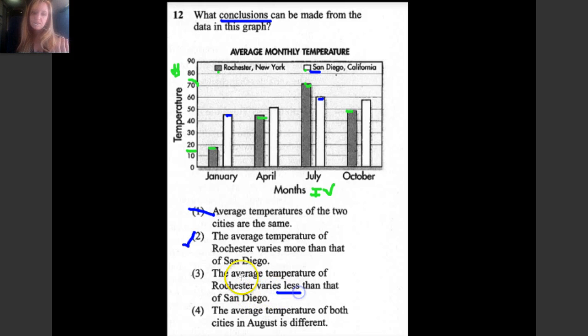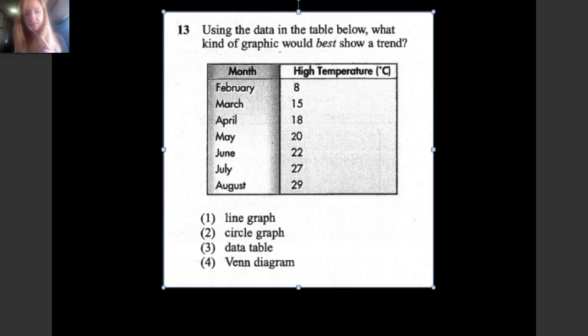Varies less? No. Okay, when it says varies less, I had to think about that for a second, because it says varies more, varies less, and I got confused. So I'm marking up to disprove it. This is definitely not correct because Rochester definitely has more variation, more differences than San Diego. Four, the average temperature in both cities in August is different. We don't know that, right? There's no August here. Can you see that? I don't see any August. So it is 2.